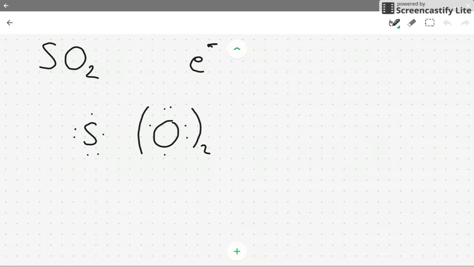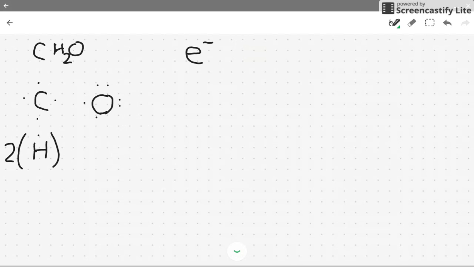Hi, so we're going to go through formal charges very quickly. Now, the first example that we're going to talk about is CH2O. And in order to get the formal charges and a good Lewis dot structure for this molecule right here, you have to first start out with the atomic Lewis dots.